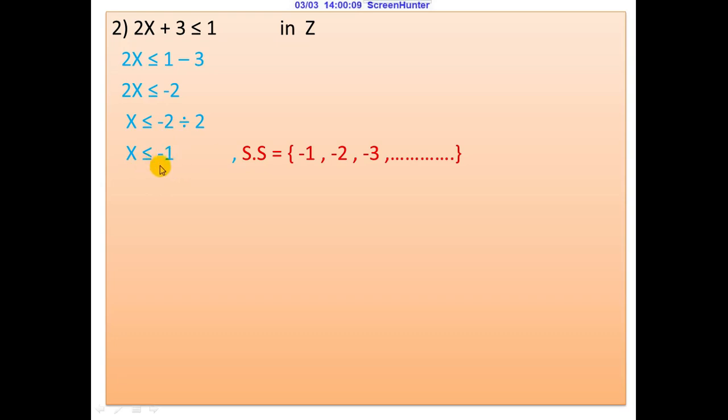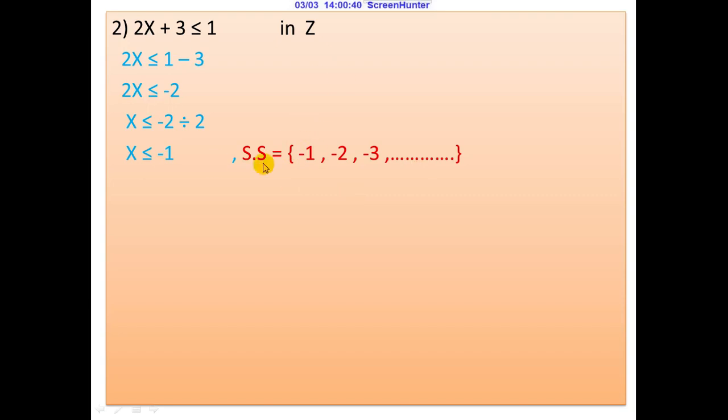What is the meaning of that? x less than or equal to negative 1 in set Z means we take all elements less than or equal to negative 1 in set Z. The solution set will include negative 1, because we have less than or equal, so we take negative 1 with us. And we take the numbers less than negative 1: negative 2, negative 3, and so on.